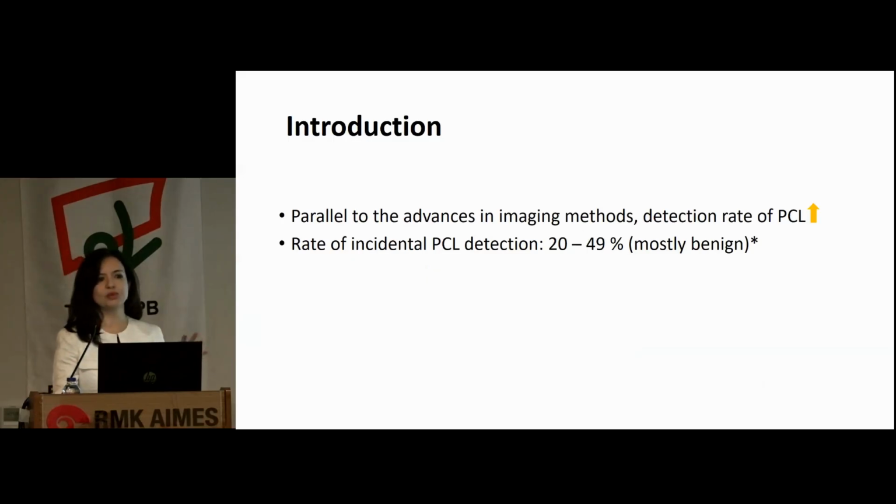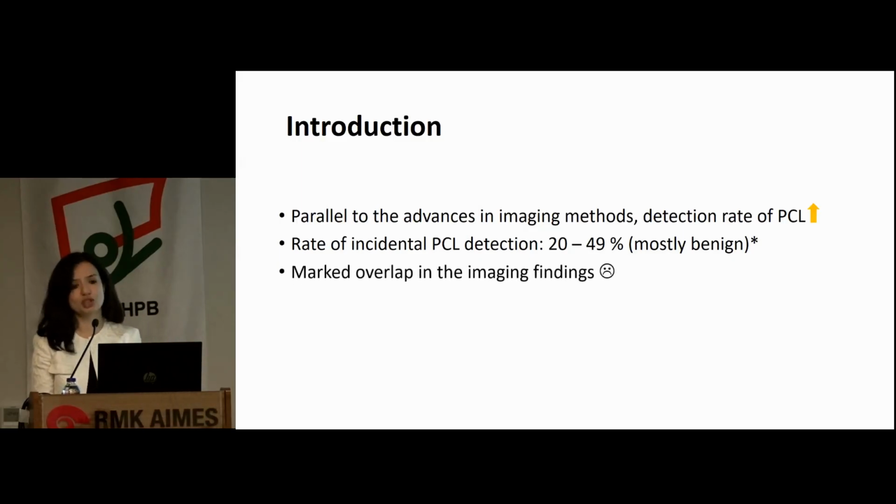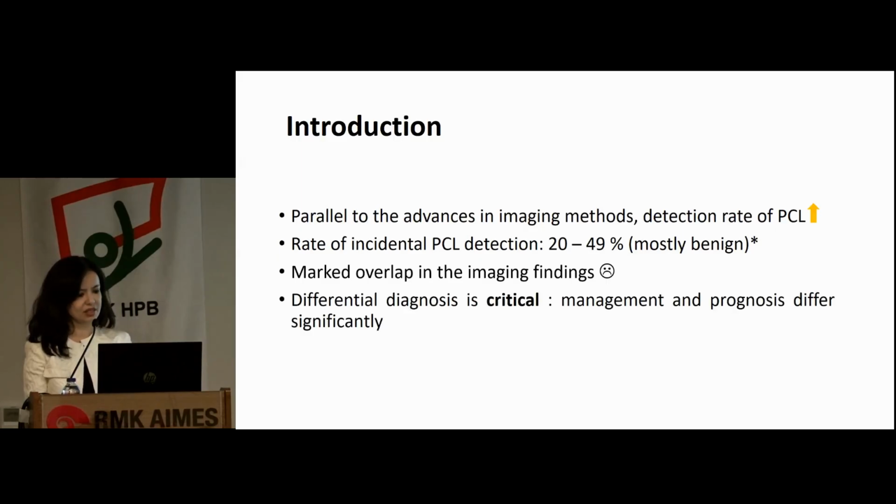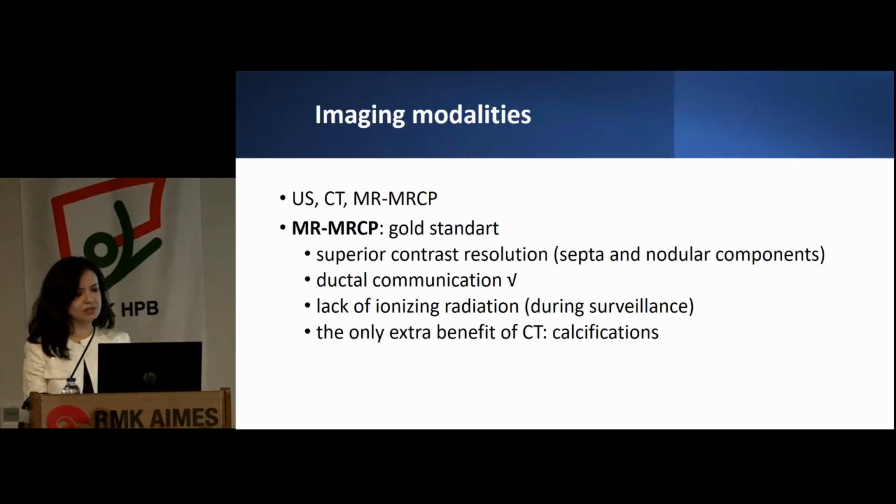As we all know, parallel to the advances in imaging technology, the detection of incidental PCLs has increased significantly. The rate of incidental PCL detection has been reported to be up to 50% when MRI is used. Fortunately, most of these lesions are benign, but unfortunately, there is marked overlap in the imaging findings. It is hard to differentiate between some subtypes. Differential diagnosis is critical because management and prognosis differ significantly among different subtypes.